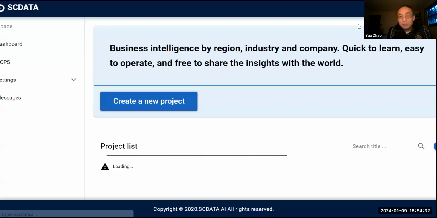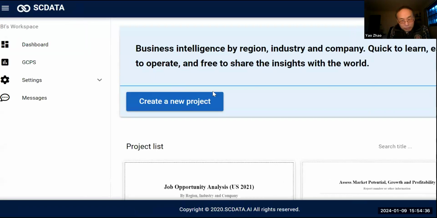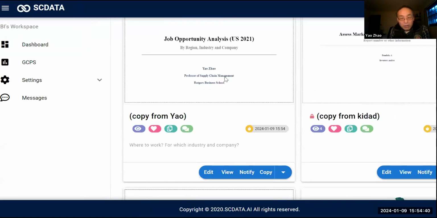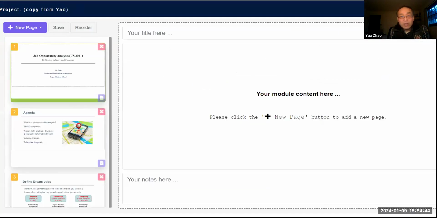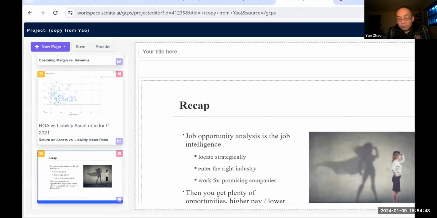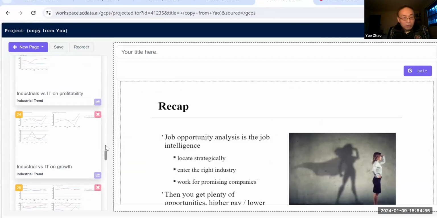It's called site. Site means you can copy. So let me just copy this to my own account, which is copied from you right here. So let me just edit it and show you. You can change industries to find the best industry in your own region. Let's see. Where am I? I'm here.